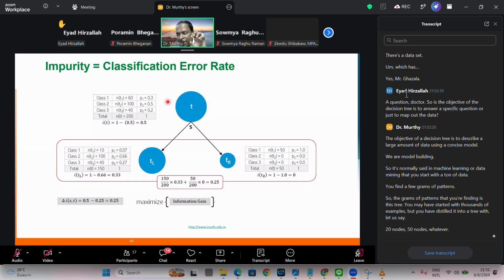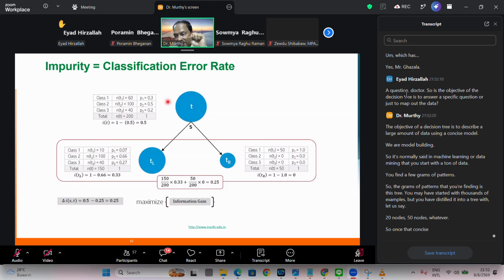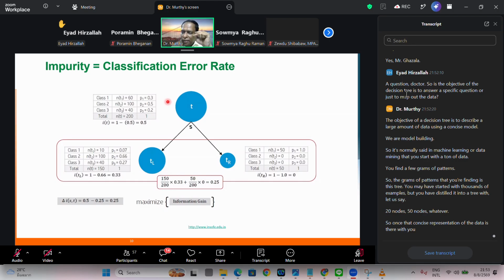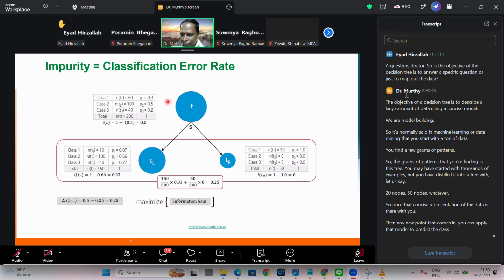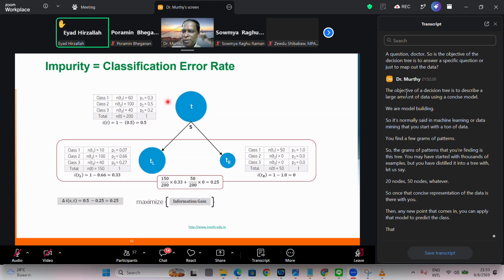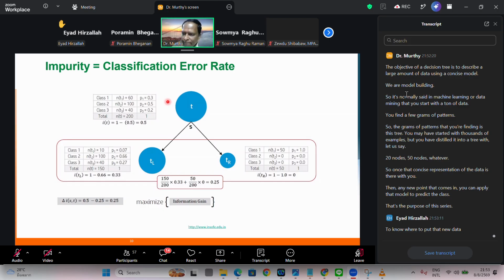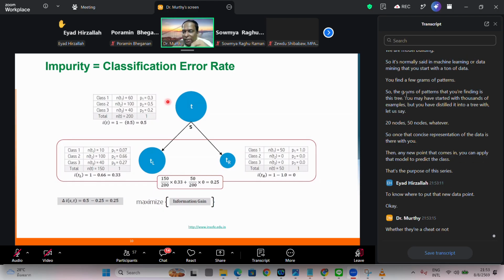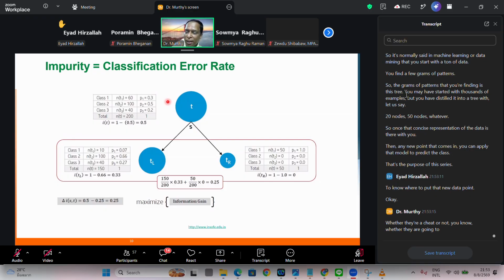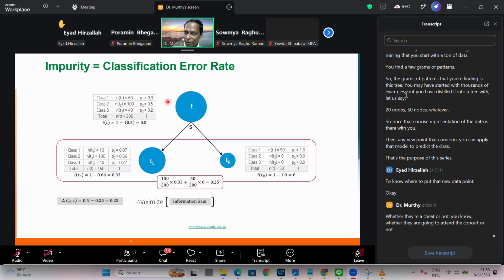So once that concise representation of the data is there with you, then any new point that comes in, you can apply that model to predict the class. That's the purpose of decision trees. To know where to put that new data point. Whether they're a cheat or not, whether they are going to attend the concert or not.